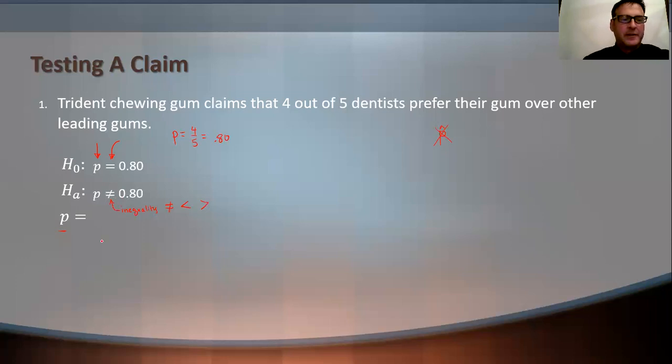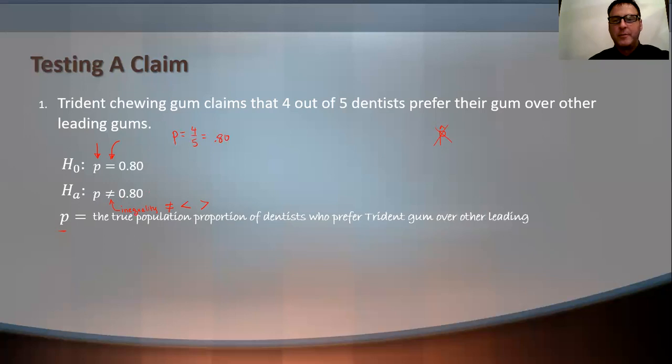Finally, we did this last piece with confidence rules in our previous chapter. What this means is that we need to define P. And so we're going to script this out. P is the true population proportion of dentists who prefer Trident gum over other leading gums. I want to emphasize that the word underneath here is population.